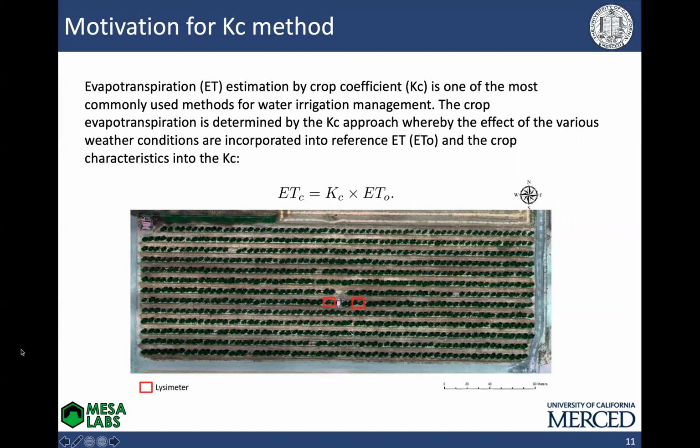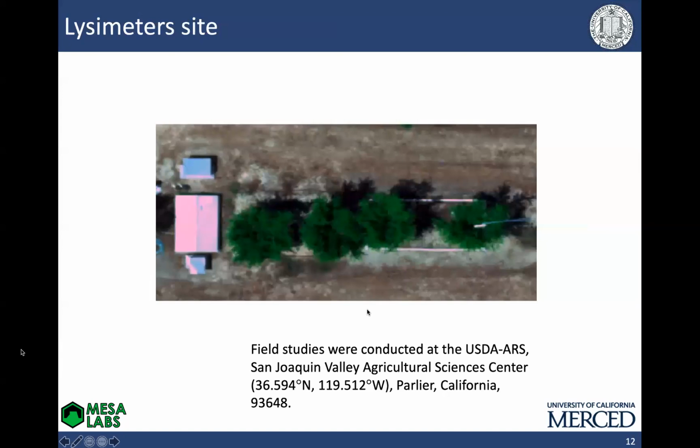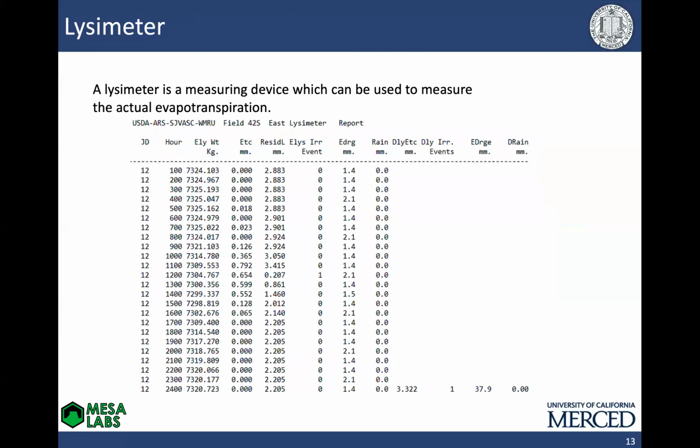And as I mentioned earlier, the actual ET for our ground truth is measured by the weighing lysimeters. If we zoom in a little bit, you can see the lysimeter in the field. There are two trays in the lysimeter. And by the way, a lysimeter is a measuring device which can be used to measure the amount of actual ET, which is released by the plants.